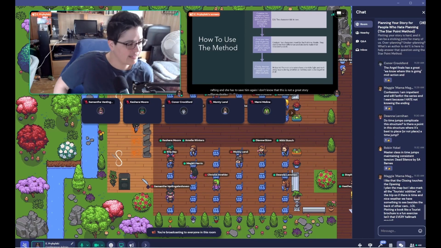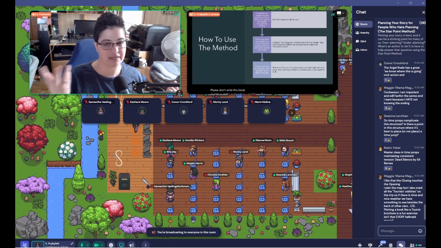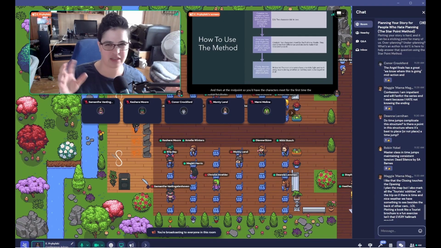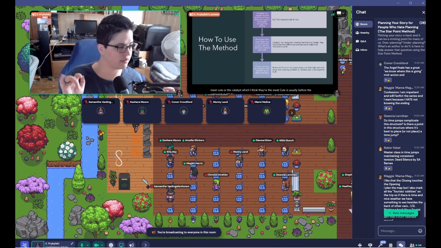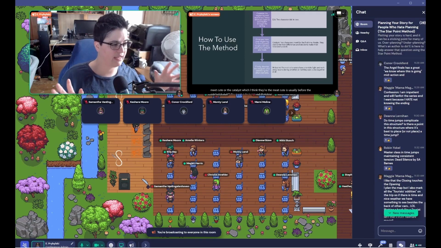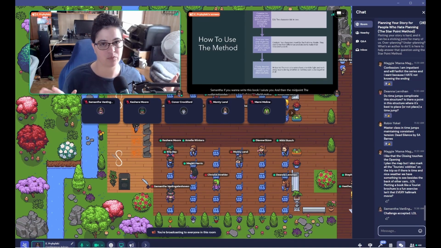And then at the midpoint, so you'd have the characters meet for the first time, the meet cute or the catalyst. I think the meet cute is usually before the catalyst, but still the meet cute is around that time period. And then the finale is they're going to overcome their differences and decide to make the relationship work. You know, Samantha, if you want to write this book, I salute you. And then the midpoint, the characters have some kind of terrible fight and walk away trying to decide if they want to be with each other at all.